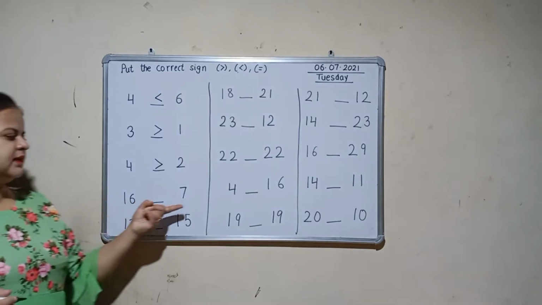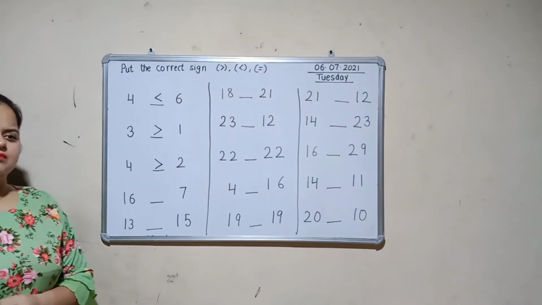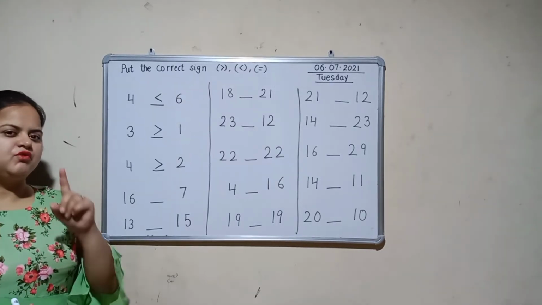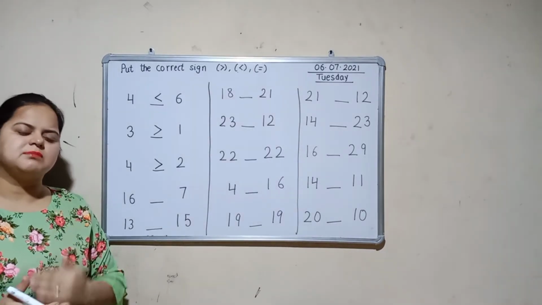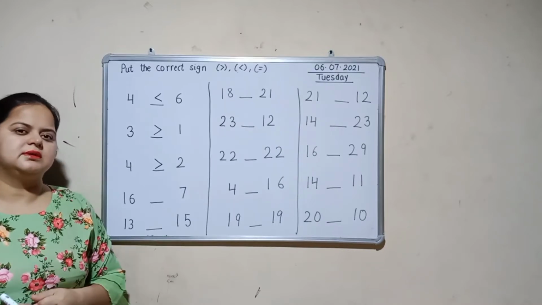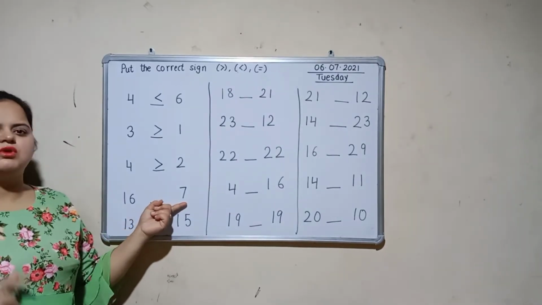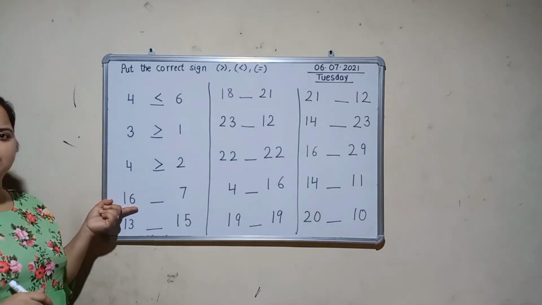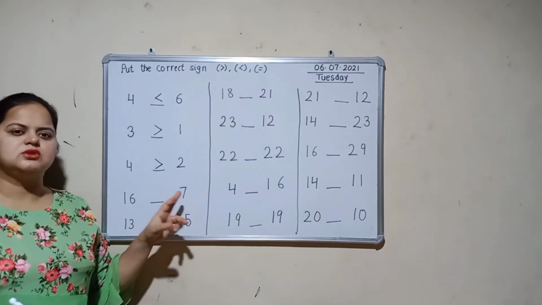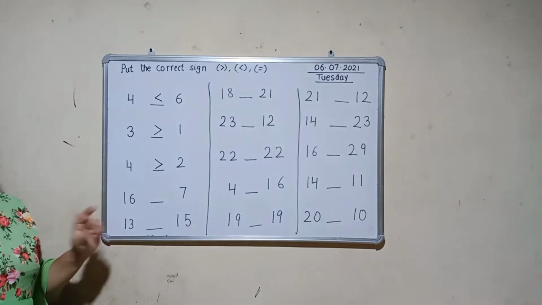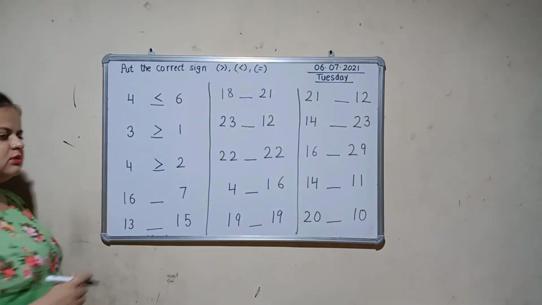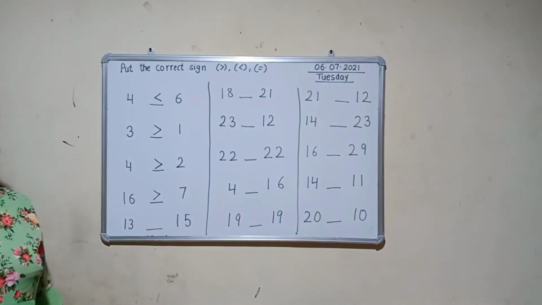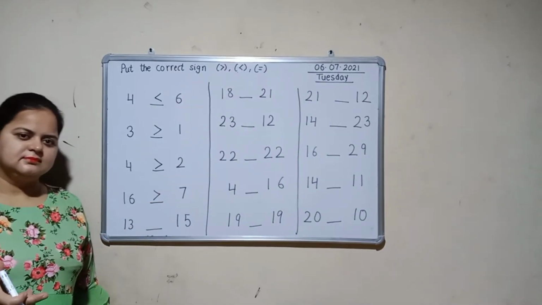Next is 16 and 7. Always keep it in your mind that a one digit number is always smaller than a two digit number. Here we have only a one digit number and this is a two digit number. So a one digit number is always smaller than a two digit number. So 16 is greater than 7. Understand?